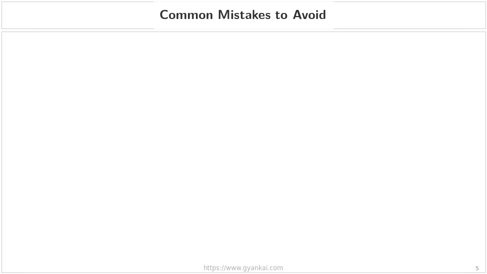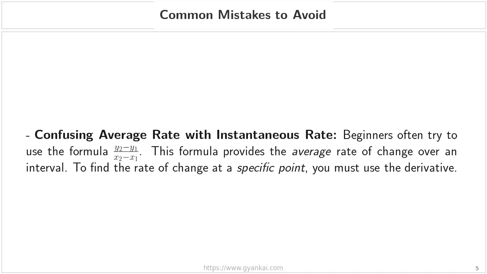Common mistakes to avoid. Now that we have walked through a practical example of calculating velocity, let us discuss some common pitfalls. It is very important to be aware of these mistakes to ensure your calculations are accurate. First, let's talk about confusing the average rate of change with the instantaneous rate of change. Many students instinctively reach for the slope formula, y2 minus y1 divided by x2 minus x1. While this is a useful formula, remember that it only provides the average rate of change over a specific interval.